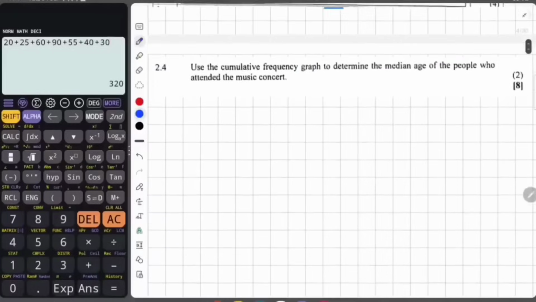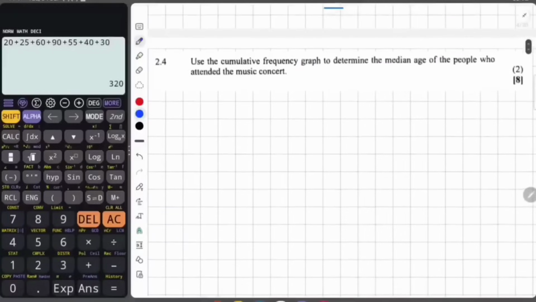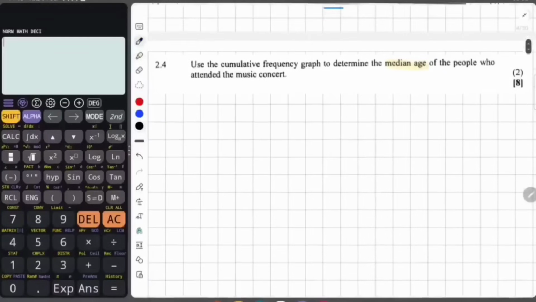Okay, moving on to the next question. They say, use the cumulative frequency graph to determine the median age of the people who attended the music concert. So we're going to use that graph that we just drew to determine the median age. So to find the median, very simple. All you're going to do is, because the median is speaking about halfway of the data, we're going to say, to find the median, first of all, of course, the position of the median, we'll say a half multiplied by the total number of people.